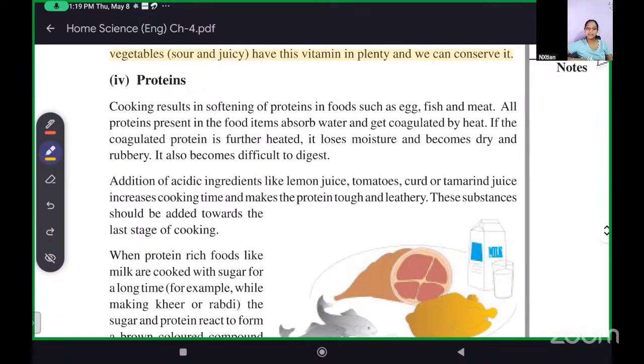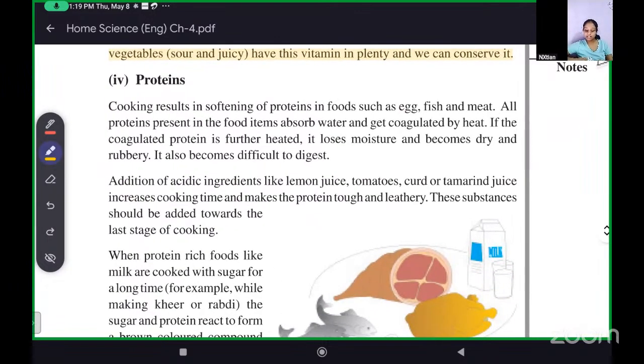Then we have proteins. Besides vitamins, food also has proteins. Now cooking results in softening of proteins in food such as egg, fish, and meat. All proteins present in the food items absorb water and get coagulated by heat. If the coagulated protein is further heated, it loses moisture and becomes dry and rubbery. It also becomes difficult to digest.